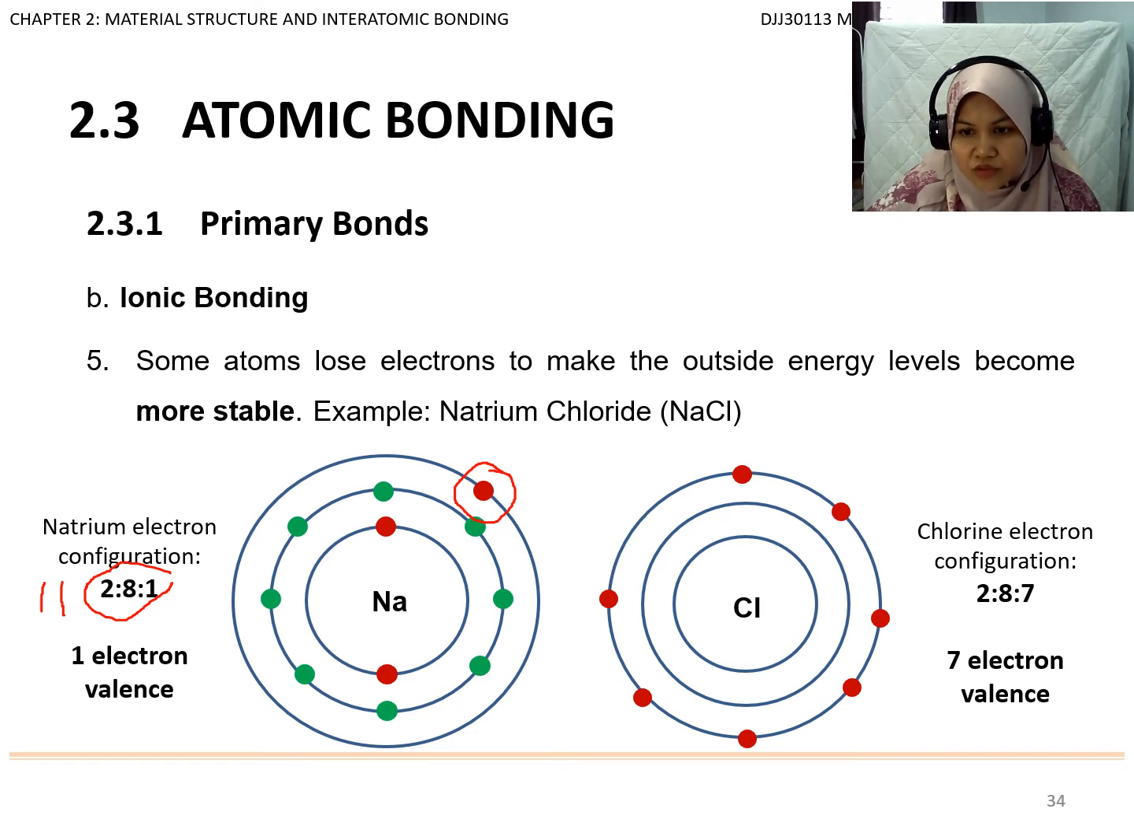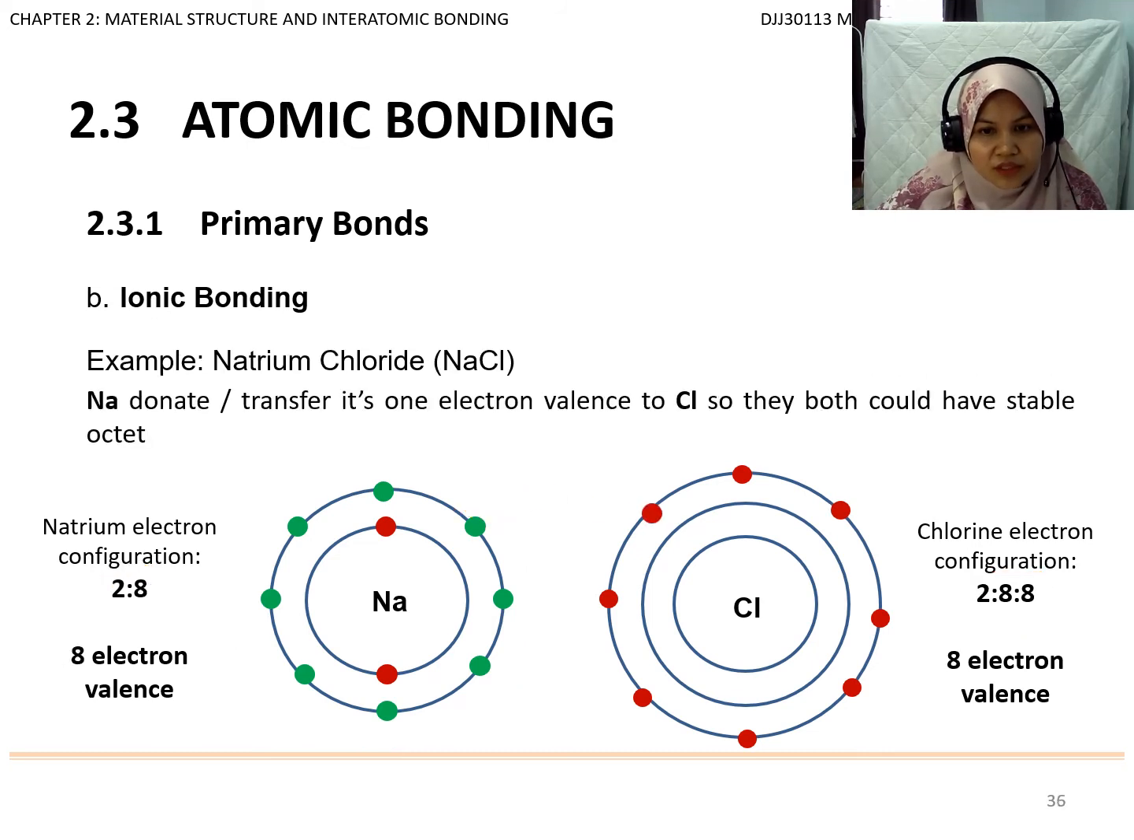While the chlorine 2, 8, 7, sama juga number of atom for chlorine is 17. So, dia mempunyai 7 electron valence. Dia sama juga, dia pun tak stabil sebab dia kurang satu lagi elektron. So, macam mana nak capai stable octet? So, natrium will give 1 electron to the chlorine. So, natrium will lose 1 electron, while chlorine will gain 1 electron from natrium lah. Okay.